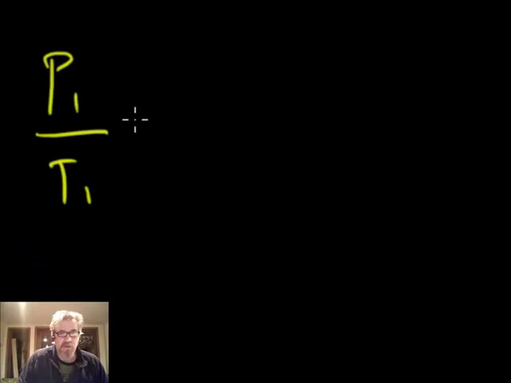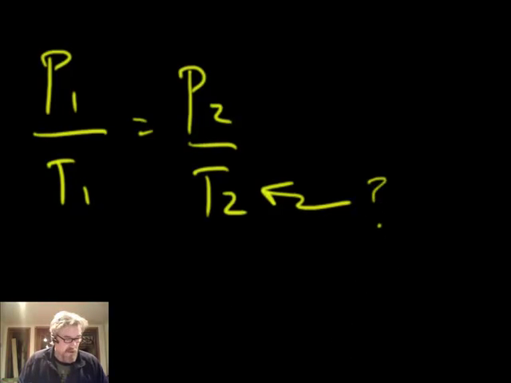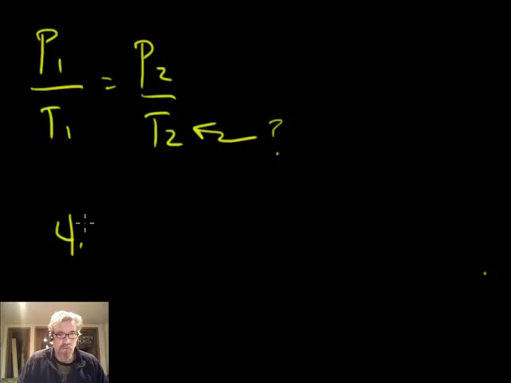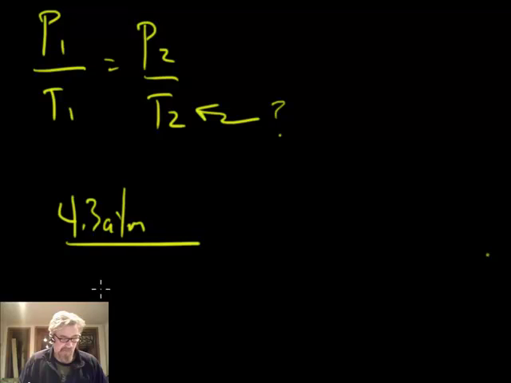Pressure 1 over temperature 1 is pressure 2 over temperature 2. Volume doesn't change, so this law is valid. Now, we're looking for T2. That's the missing thing here. Let's put in the other quantities. The pressure at condition 1 is 4.3 atmospheres. And that's when the temperature is 150 degrees Celsius. Well, 150 degrees Celsius is 423 kelvins. Add 150 and 273 to get that.